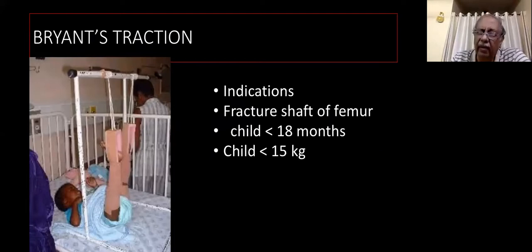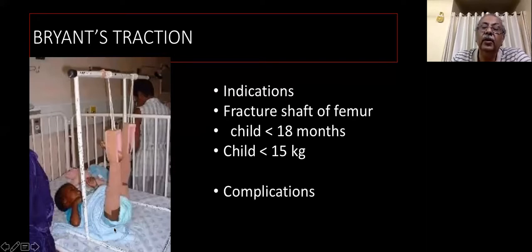It is usually given for a child less than 18 months old. The child should not weigh more than 15 kg, and the buttocks should not touch the bed because it is the body weight that is giving this traction. This is attached to the end of the splint, and the buttocks should be raised 15 centimeters from the bed.